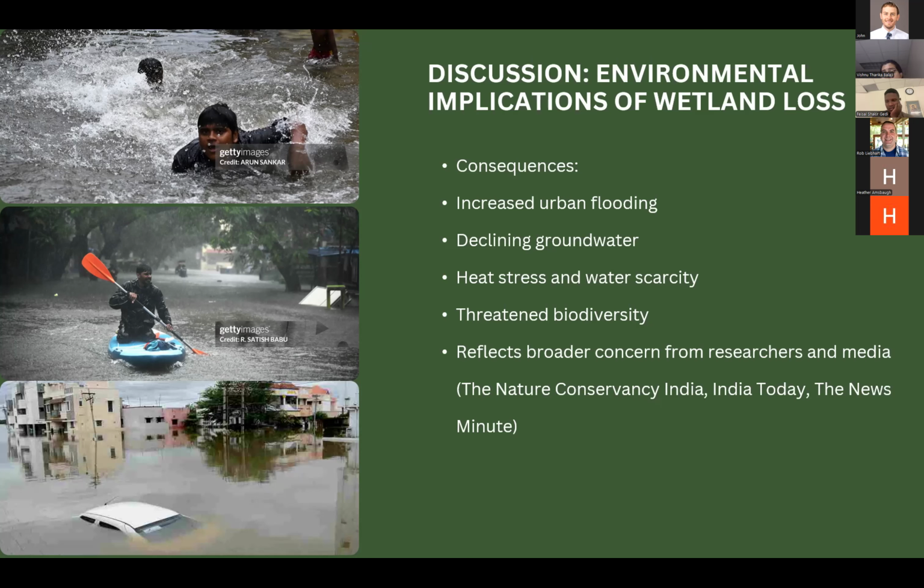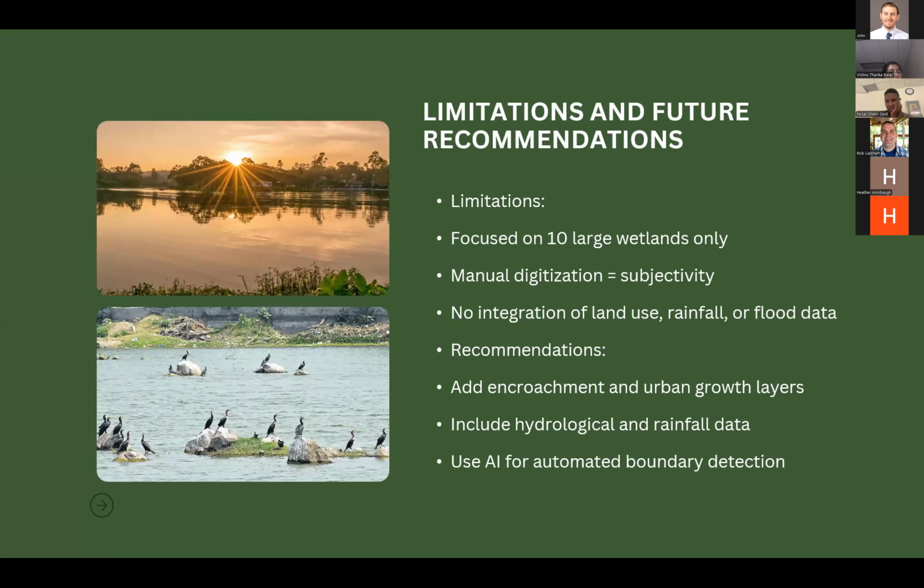And not just that, Chennai has seen a decline in groundwater. And all of this has led to heat stress and water scarcity. Okay. Moving on to limitations and recommendations.